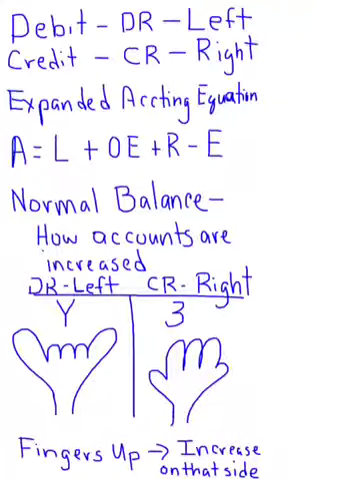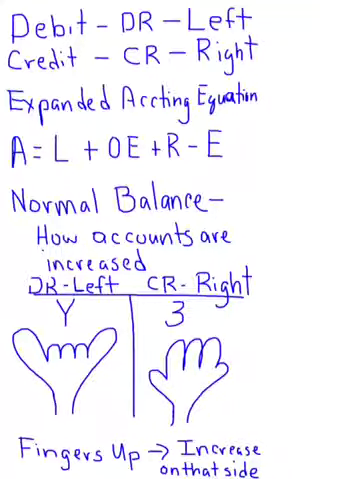Now we do have normal balances that we are looking for. So with debits and credits, all of our accounts will have a normal balance. The normal balance is how we increase an account. So when we look at things, remember debits are on the left, credits are on the right.